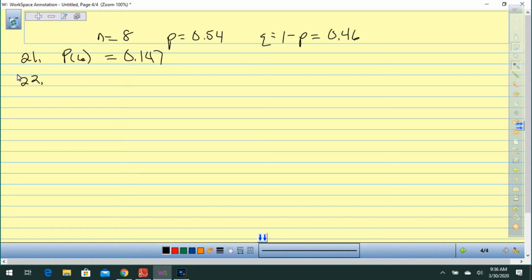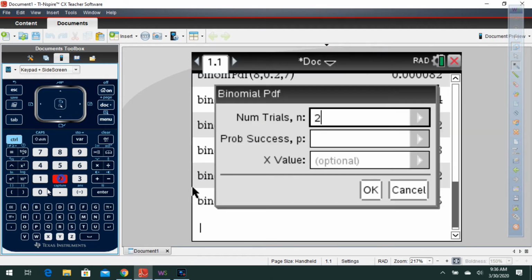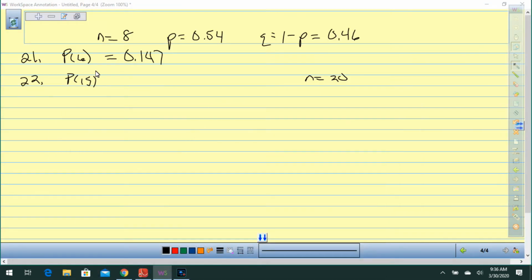22. If 20 adult smartphone users are randomly selected, find the probability that exactly 15 of them use their smartphones in meetings or classes. So how does that change? Well, now we're looking for the probability of 15, right? And now we have n equals 20. So let's go. Menu 6, 5, A. Number of trials is 20. Probability of success is 0.54. And 15. We're looking for exactly 15. And we got 0.0309.